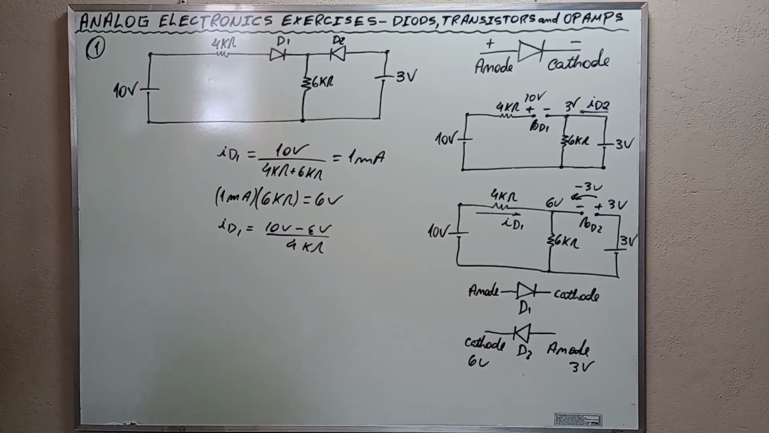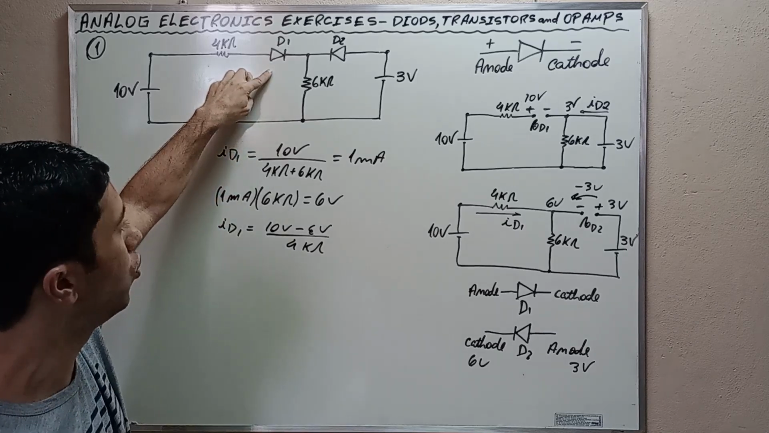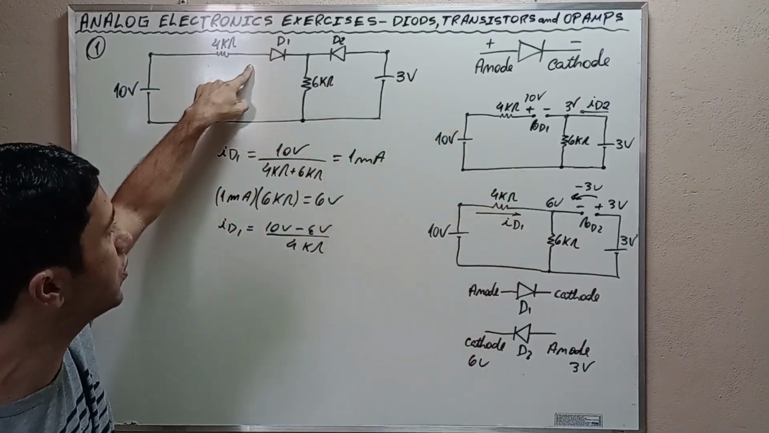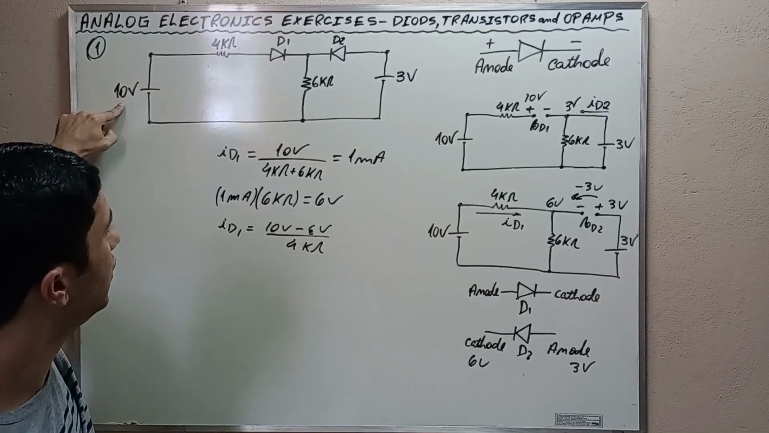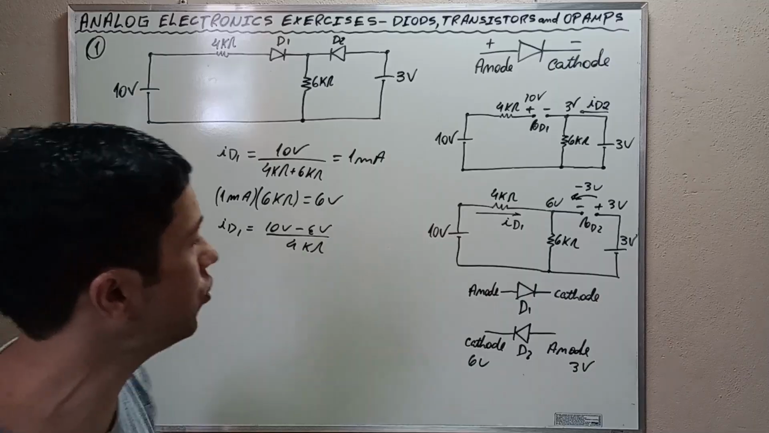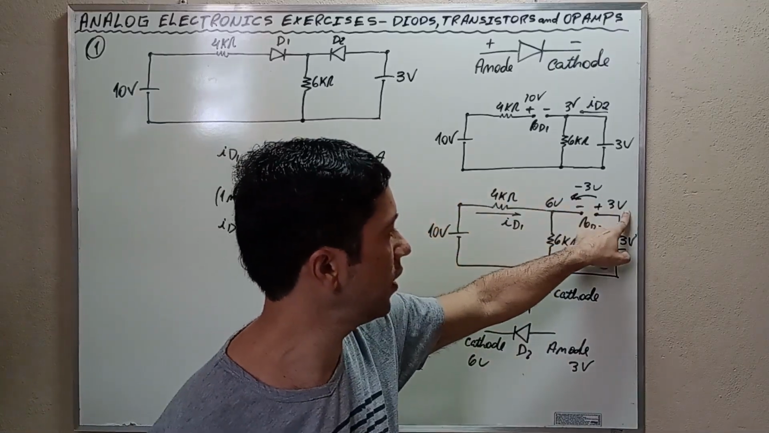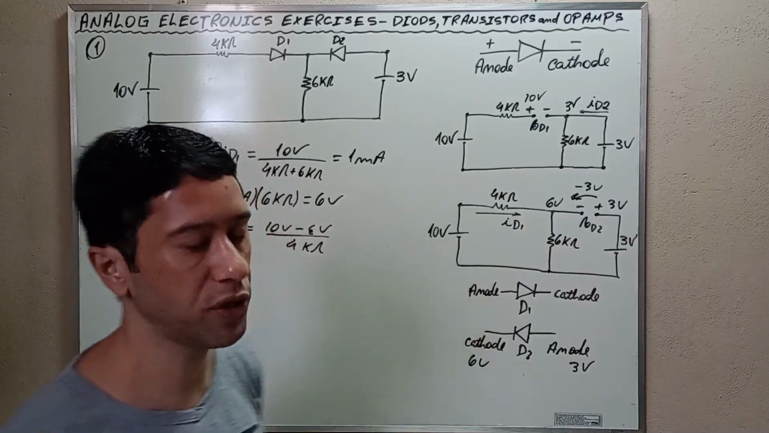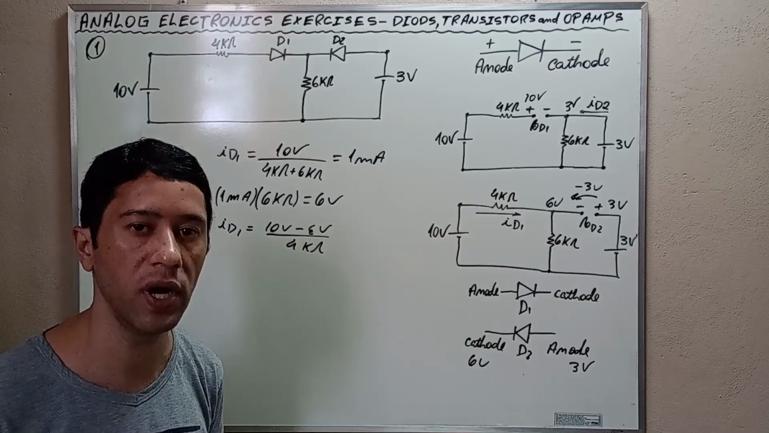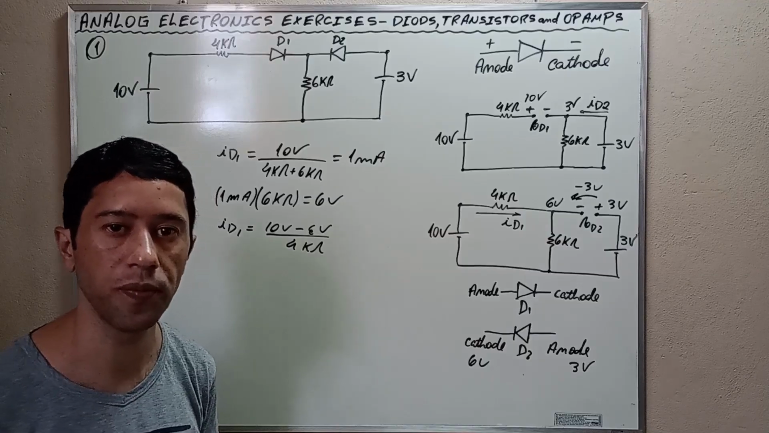Nevertheless, for conduction, the anode must be higher in potential than the cathode, as in the case of D1. In the case of D1, the anode is higher in potential than the cathode, because here is 10 and here is 6. But for diode D2, here is 6 and here is 3. The opposite should be true for conduction. So this is all for exercise number 1. Let's go to exercise number 2.